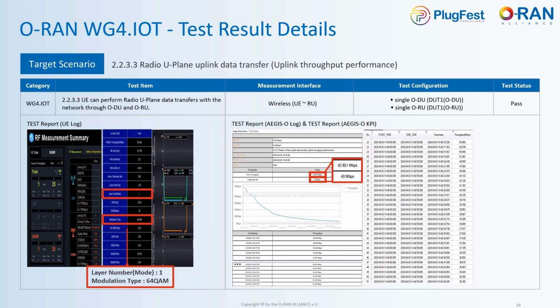The next test item is radio U-plane uplink data transfer. The test was conducted in 1 layer and 64 QAM environment, and the UL throughput was measured at 42.851 Mbps. As the result was higher than the target data bitrate of 40, it was passed.